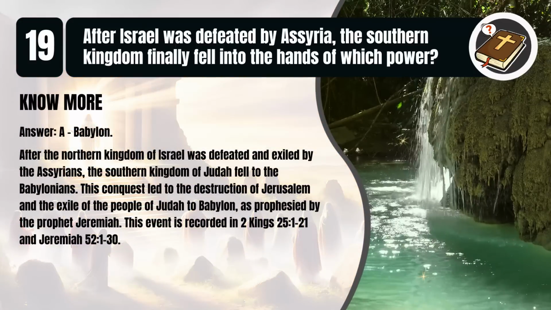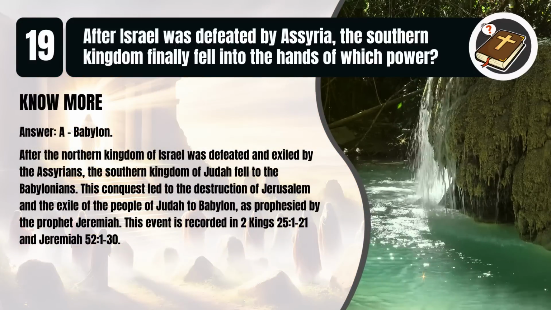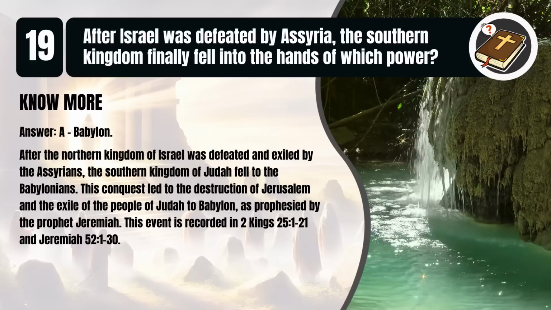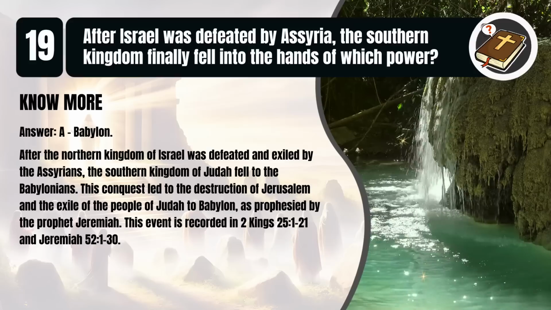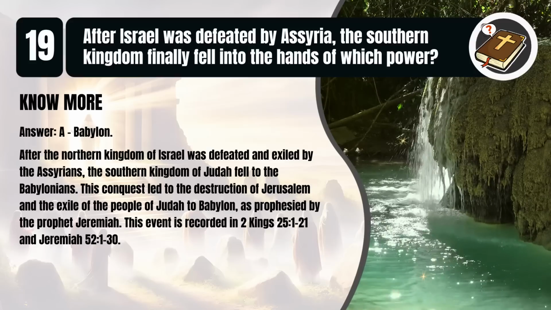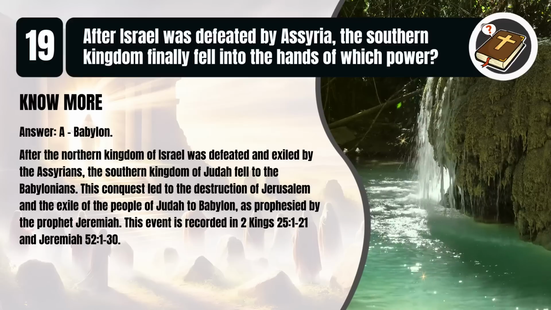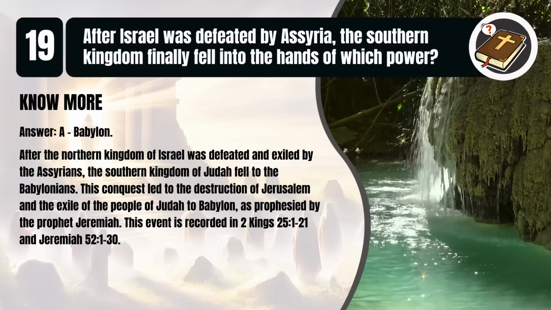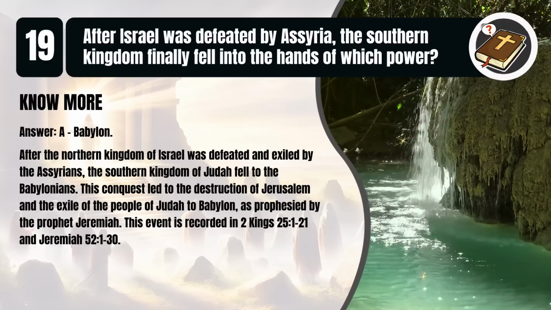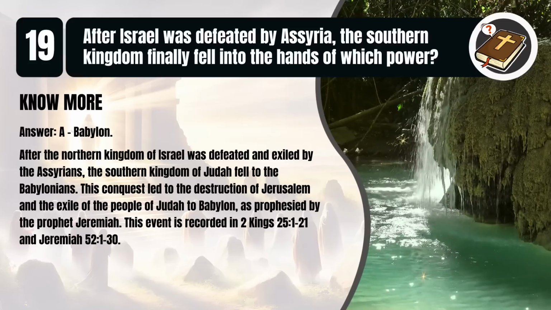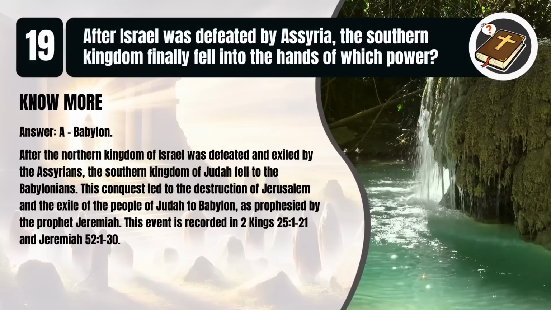That's A. Babylon. After the northern kingdom of Israel was defeated and exiled by the Assyrians, the southern kingdom of Judah fell to the Babylonians. This conquest led to the destruction of Jerusalem and the exile of the people of Judah to Babylon, as prophesied by the prophet Jeremiah. This event is recorded in 2 Kings chapter 25, verses 1 to 21, and Jeremiah chapter 52, verses 1 to 30.